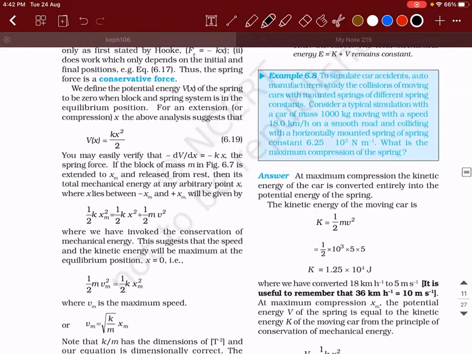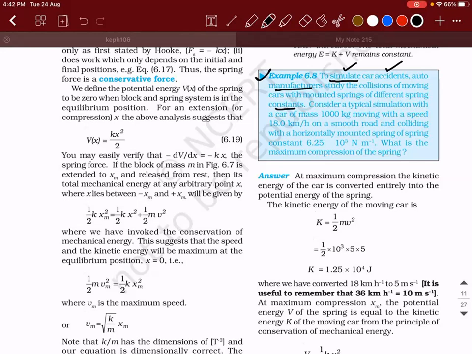Now, see. To simulate car accidents, you guys know what is simulation? Yes or no? Means something you try to do virtually using a software, or using some dummy devices, what we call as simulation. To simulate car accidents, auto manufacturers study the collisions of moving cars with mounted springs of different spring constants.